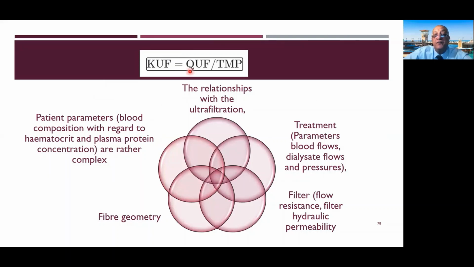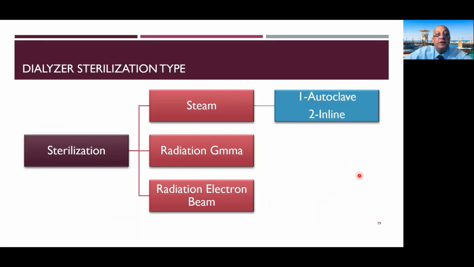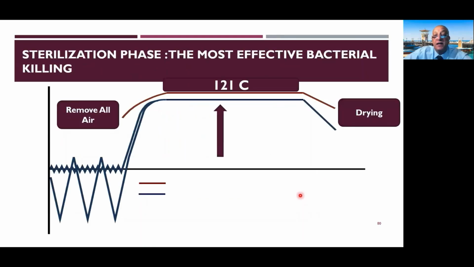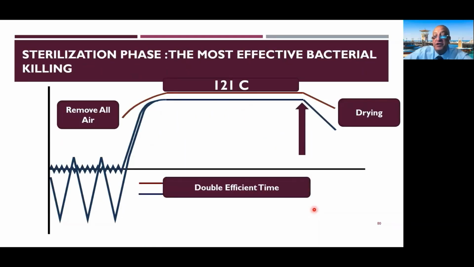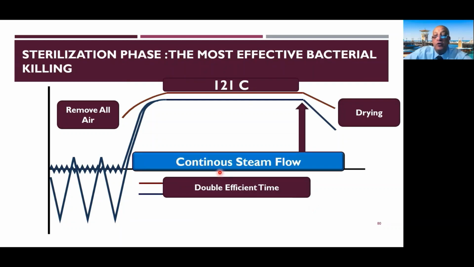So there is a lot of relation between ultrafiltration and transmembrane pressure in hemodiafiltration. We increase parameters like blood flow, filter geometry, filter size and flow resistance, and improve the patient parameters as well, in particular the vascular access. Coming to the end with different sterilization types, in my opinion steam is the perfect one, with either autoclaving or inline, and this improves sterilization, with double filtration and efficient time to maintain a continuous steam flow for sterilization effect.